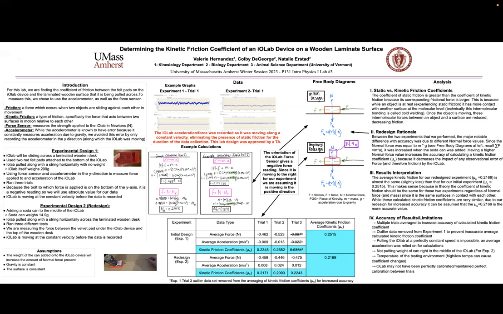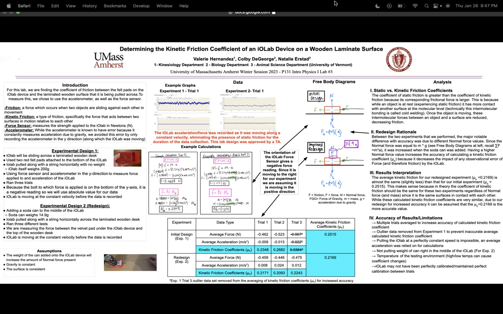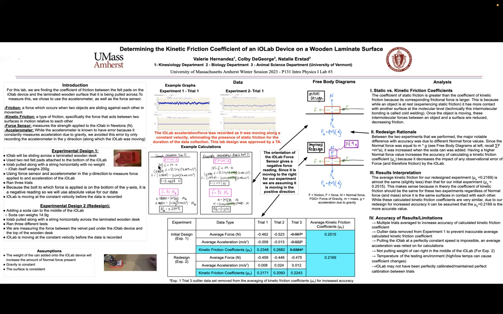For our setup, we had the iOLab on the desk, and we attached a string to the force sensor. We started pulling it along at roughly a constant velocity, and then started recording data as it was already moving. The iOLab weighed 200 grams, and because the y direction along which the iOLab was being pulled was the negative y direction, we had to take the absolute value of the force readings for our data calculations. You can see here on our free body diagrams, we are assuming that the force is positive as it is pulling to the right.